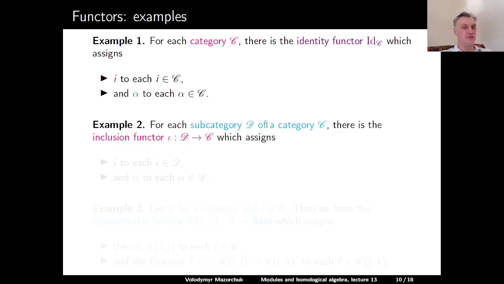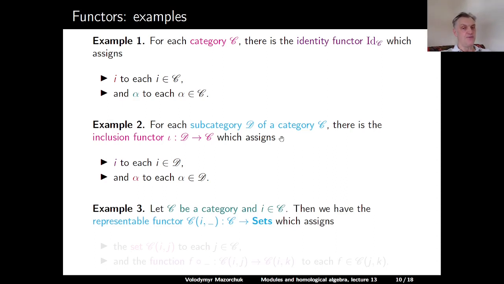Here is another example. For each subcategory D of the category C, there is an inclusion functor ι from D to C, which again assigns to each object I in D the same object I, now considered as an object of C, and to each morphism α in D from I to j the same morphism α, which is now considered as a morphism from I to j in C.